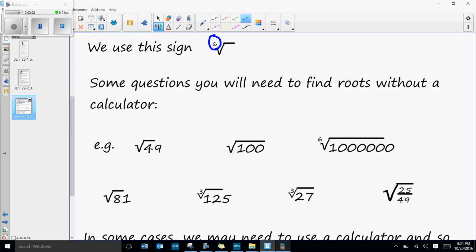The square root of 49. We should be able to do without our calculator because we know that 7 multiplied by 7 gives 49. The square root of 100, we know, is 10. This seems a tricky one because it's the 6th root, so we think we would need a calculator, but we know that when there are 6 zeros, then the 6th root is 10.